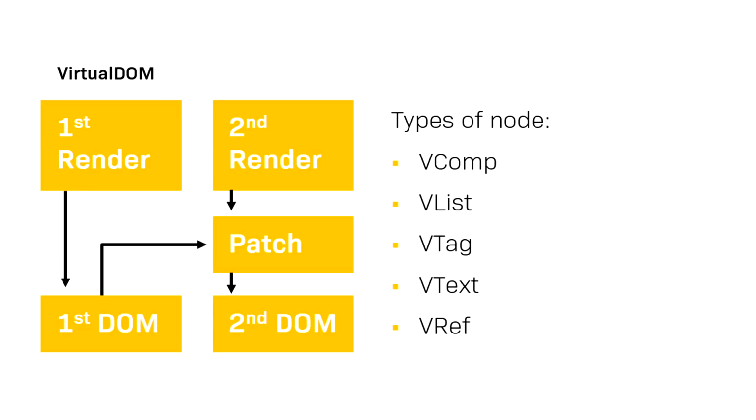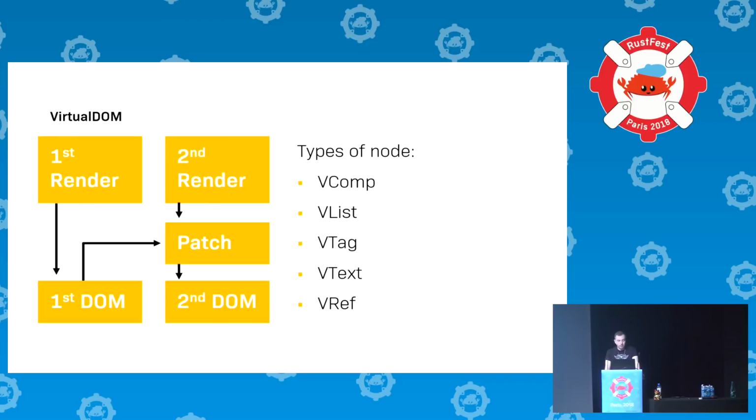There are five types of nodes which you can use. First is virtual component, which holds a component struct inside. Virtual list, which holds a list of other nodes, and it will put it as a fragment into the DOM tree. Virtual tag, which produces a real DOM element, and virtual text, which produces a real text node. And the last type of node is a virtual reference, which keeps a reference to an existing element. The last is useful for embedding JavaScript components into a virtual tree. If JavaScript creates an element, you could use reference to put it directly into your real rendered DOM tree.